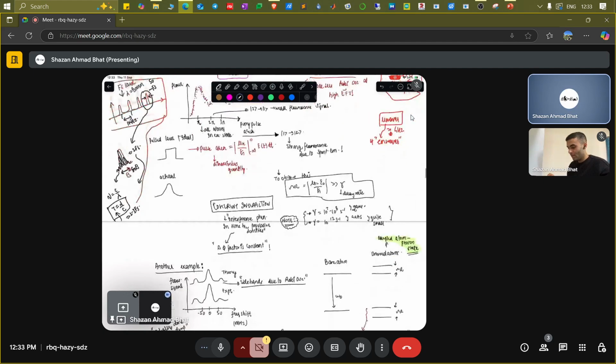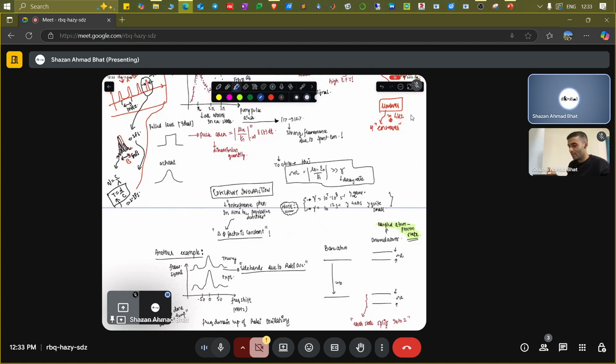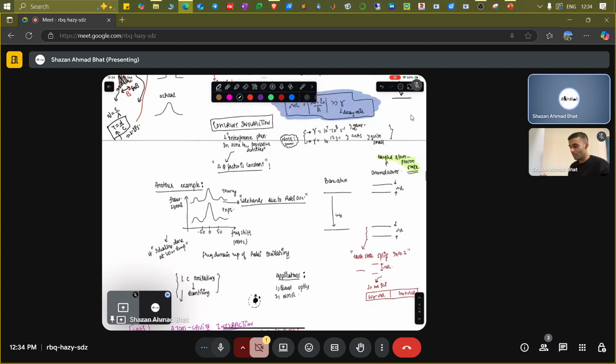And obviously we have seen that in order to observe the Rabi oscillations, this condition needs to be satisfied. That means the Rabi frequency needs to be much greater than the decay rate. That is the exact scenario. Because if it is much smaller than the decay rate, for example, if the species is decaying much faster than the Rabi oscillations, then you are not going to observe the Rabi oscillation. That's what I talked about previously.